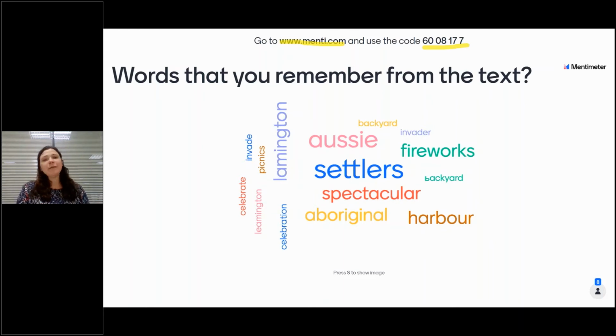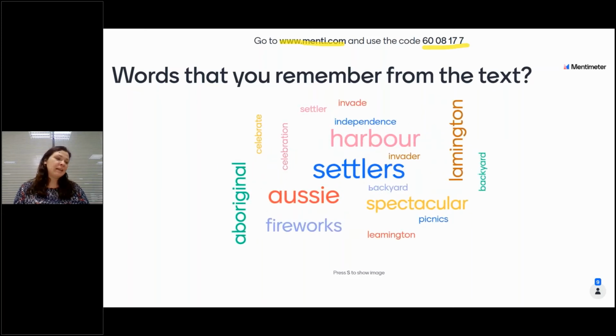Celebrate, celebration, Leamington, invader, great. Picnics, settlers, independence. Well done. Let's collect our answers for 2 more minutes. You can refresh the site and add more to our word cloud.